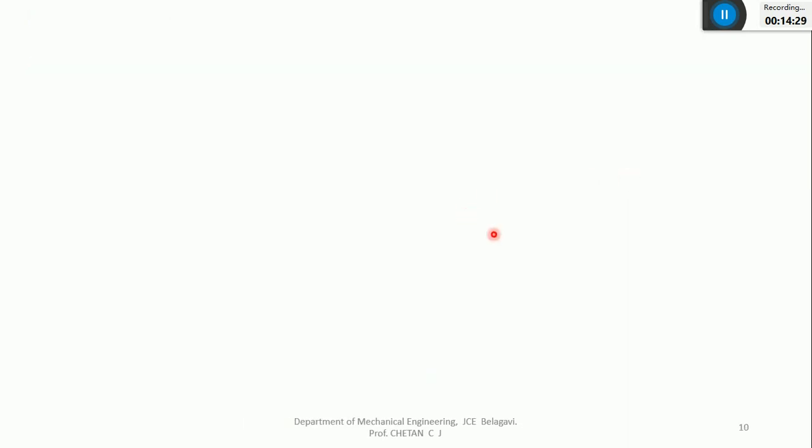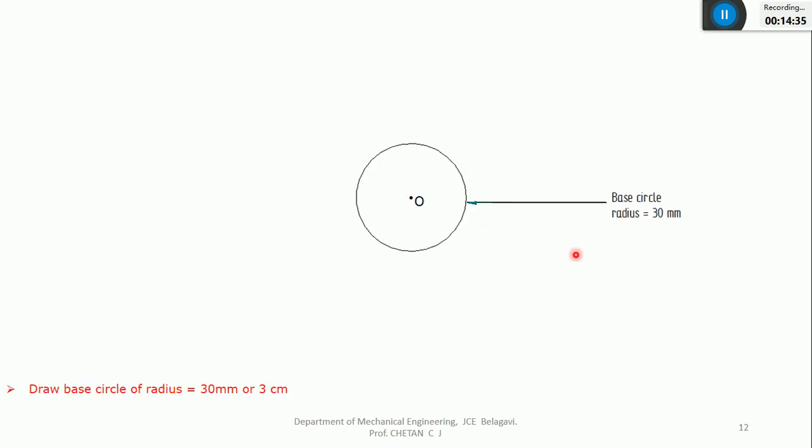And I'll solve the problem. First, I'll indicate the center point. After that, I'll draw the base circle. So this is the first step. For every problem, you need to draw the base circle, which is given as 3 centimeter, or you can take it as 30 mm. Both are correct. After drawing the base circle with a radius of 3 centimeter, I'll indicate the axis of this circle or axis of the cam.